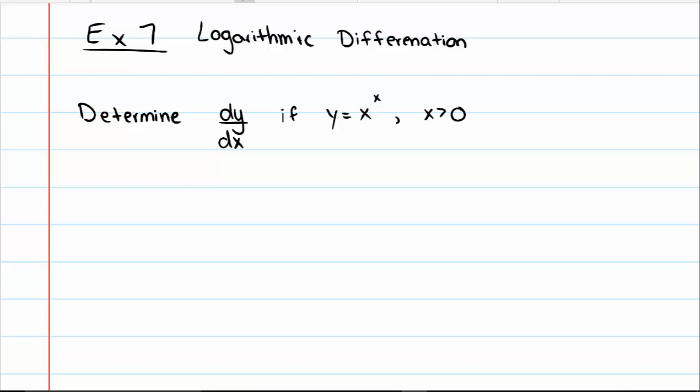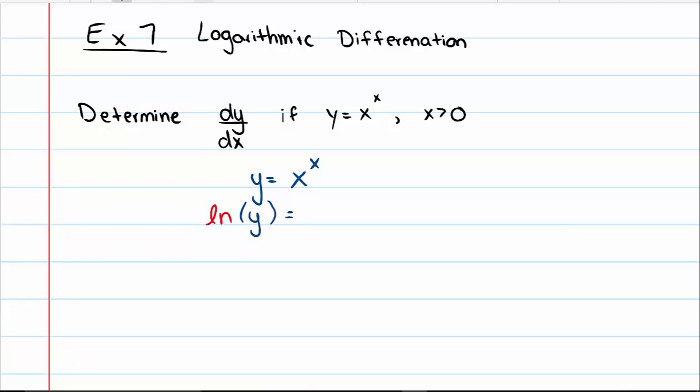So I'm going to show you guys how you actually approach this problem. So our function is y equals x to the x power. So we need something so we don't have a variable in the base and a variable in the exponent. Well, luckily with exponential functions, we have some cool tricks that we can do with natural logarithms. So we're actually going to take the natural log of both sides.